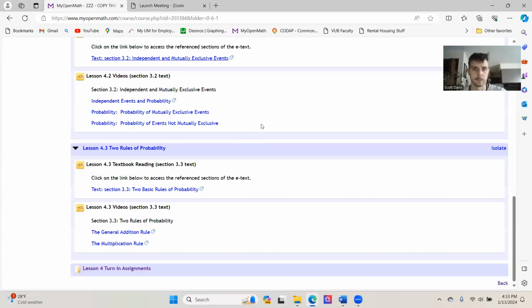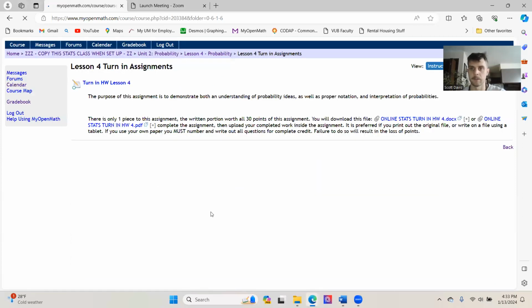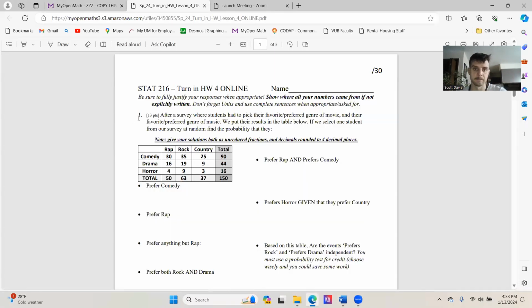So a little bit about your turn-in homework for lesson 4. This lesson and most of the lessons moving forward will primarily just be a paper copy. This is so you can show your understanding. You can show some work, proper notation and communication of these probability ideas. So I'll open up the PDF here.